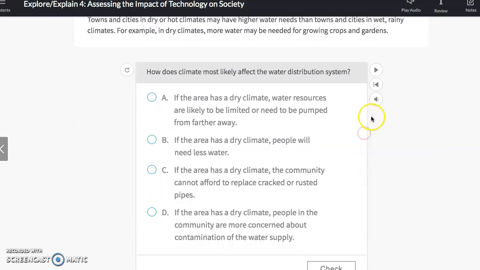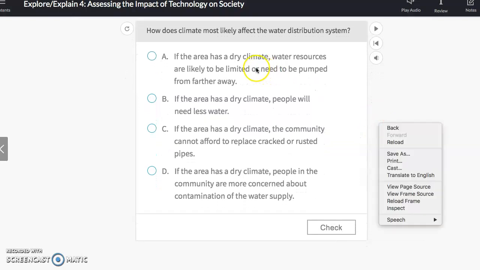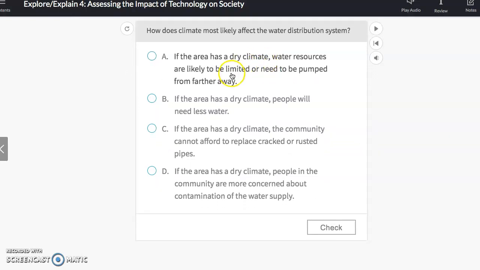How does climate affect water distribution? If the area has a dry climate, water is limited or needs to be pumped from further away. That's actually true for San Diego. We have to get our water from very far away because we have such a dry climate. So I know that that could be true. People need less water in a dry climate? No, we need more water.